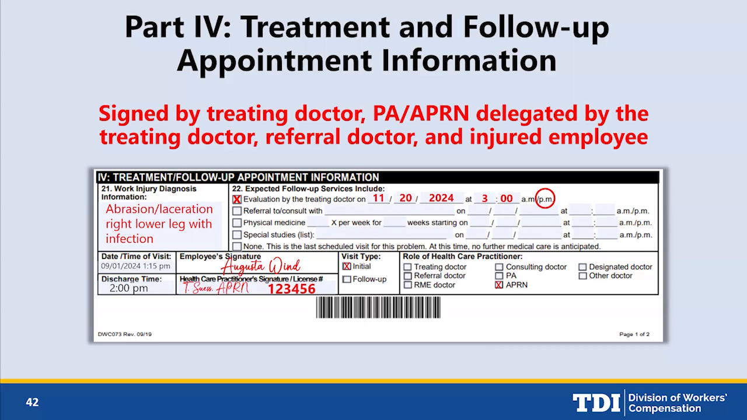last box, right? Check that one if there are none. And this is where you can communicate to the employer and the insurance carrier that this is the last scheduled visit for this problem. At this time, there might be no further medical care anticipated. So that's really important to let them know.